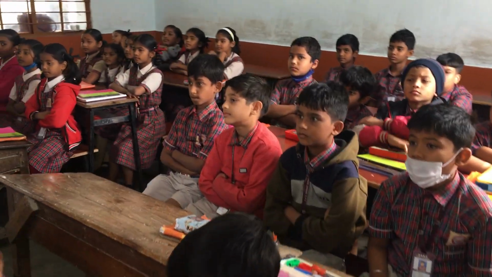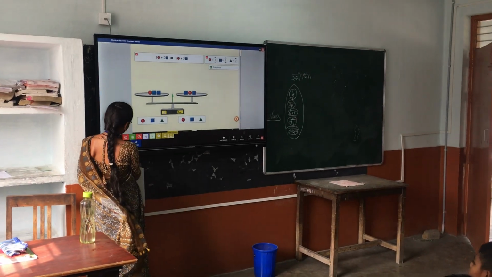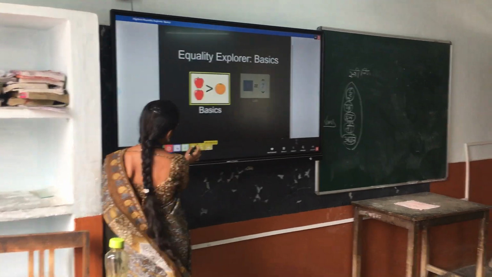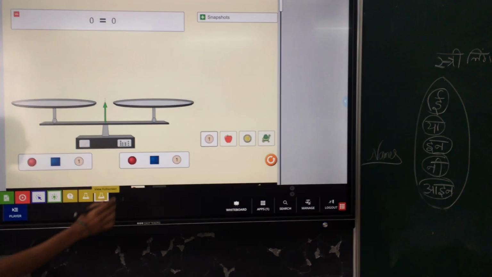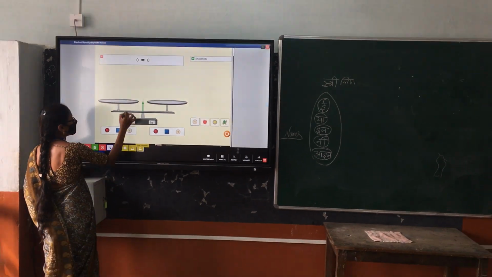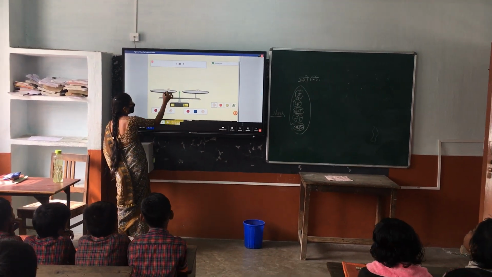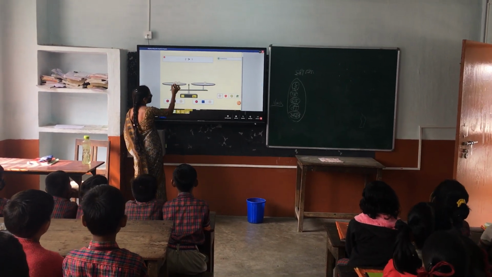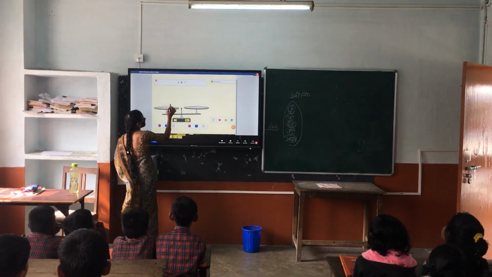Next, by using numbers also, we can make equality. See this here. How can we make equality? By using numbers. Here 1, here 1. Equal. But if I keep 2 here, is that equal? No. Now if you observe that, here coming 3.